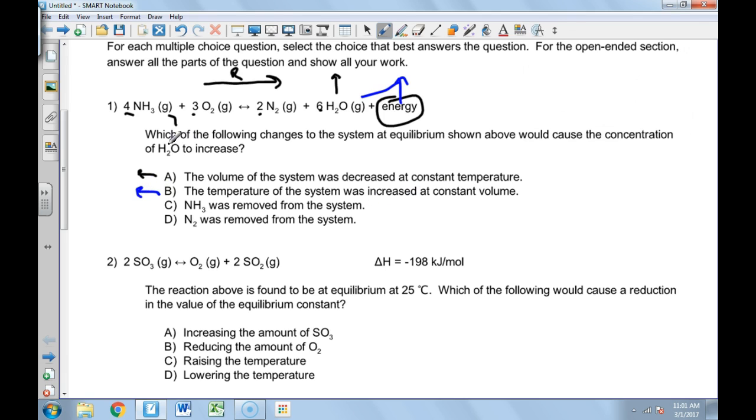Now we remove NH3 from the system, and that's going to shift left as well to compensate for the lack of NH3. And then the last one is N2 removed from the system, and now that one is going to shift right in order to produce some more N2. So the correct answer here is D.